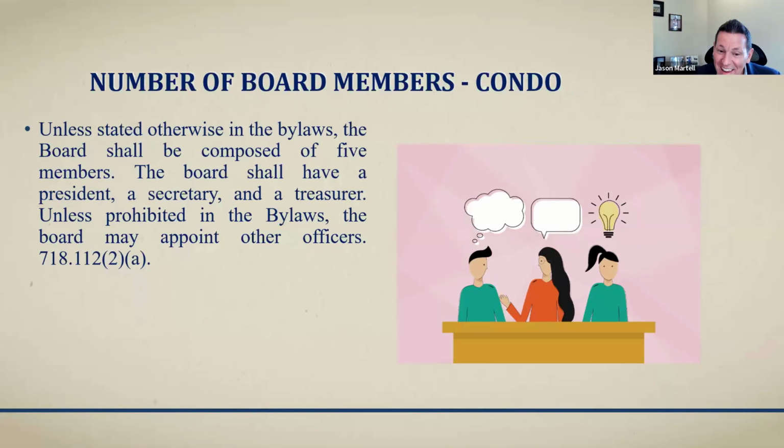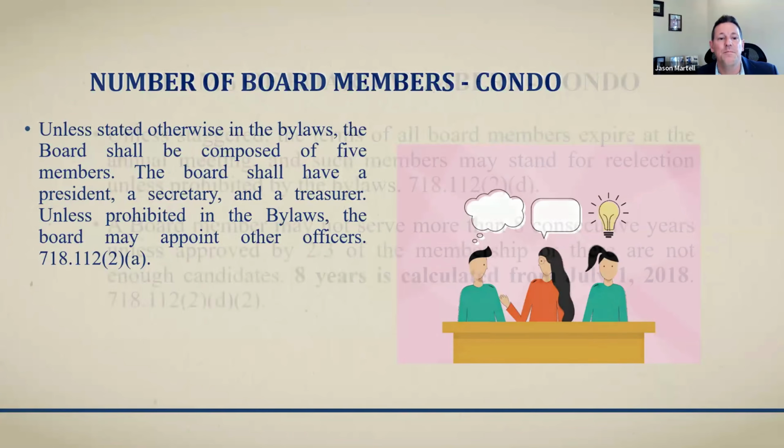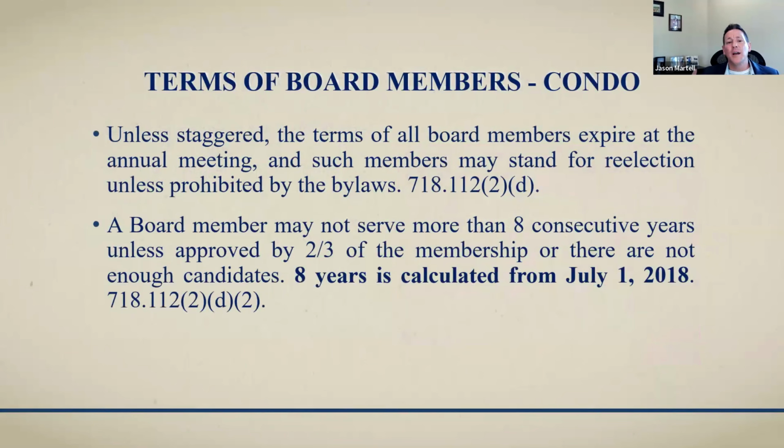If you're a teeny tiny condominium, then you're going to have at least 3 members, which is obviously a huge portion of the membership. And as far as terms for condominium folks, unless you have staggered terms, the terms of all board members expire at the annual meeting, and such members may stand for reelection unless you're prohibited by your bylaws. You may serve longer than a year if the bylaws allow. You may have staggered terms. You may have different term limits. So that's going to be unique to your community.